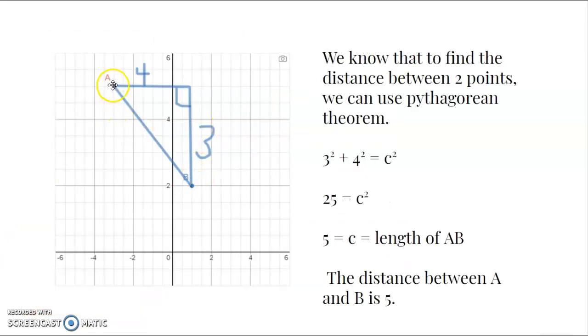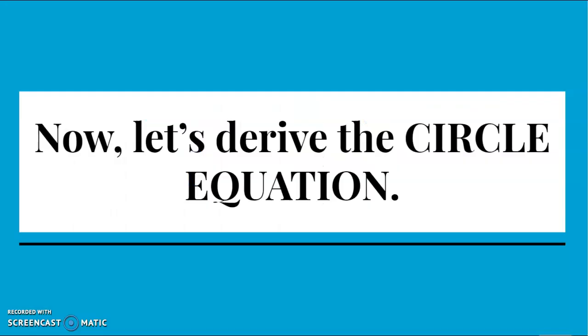Here we have point A and B. The distance of length A is 3, length B is 4. 3 squared plus 4 squared equals 25. And to find length AB, we know that the square root of 25 is 5. So the distance between A and B is 5. We found that using the Pythagorean theorem. Now let's derive the circle equation with that knowledge.